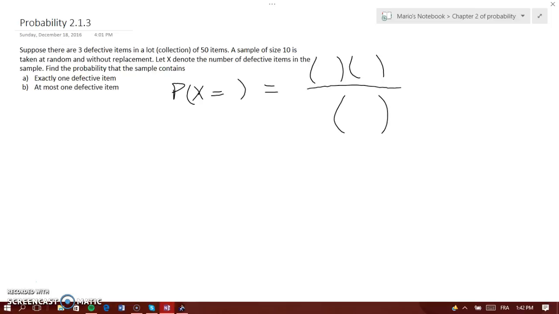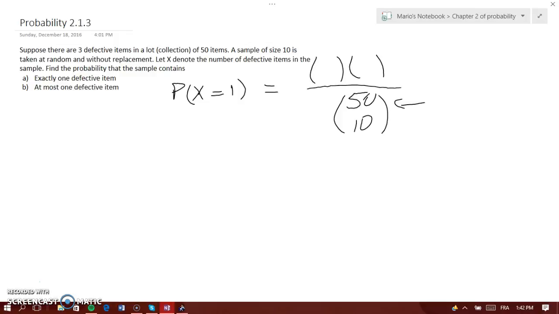They're asking you for exactly 1 defective item, so that means x equals 1. Now, what goes on the bottom? In the denominator, the biggest numbers go. So what are the biggest numbers? It's 50 and 10. Why? Because there are 50 items and there is a sample of 10 that are taken.